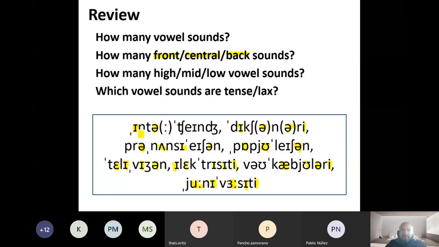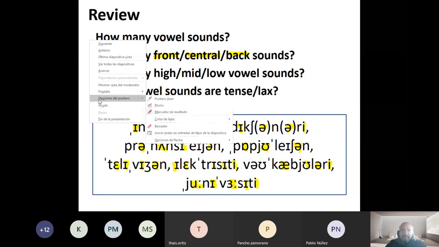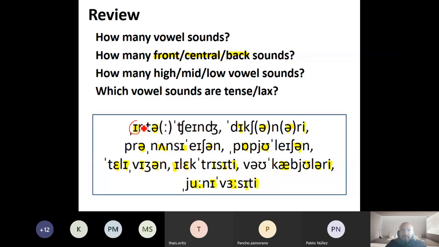So you should be able to tell that the first one is more frontal than the schwa, right? And this is central, right? How many monophthongs in the word interchange are high, mid, or low? You should tell that E is high, or higher at least, than the schwa, which is a mid vowel sound.